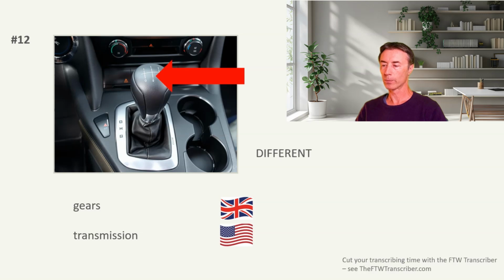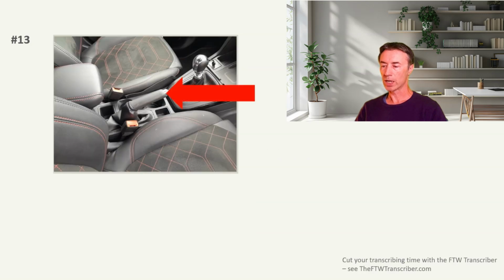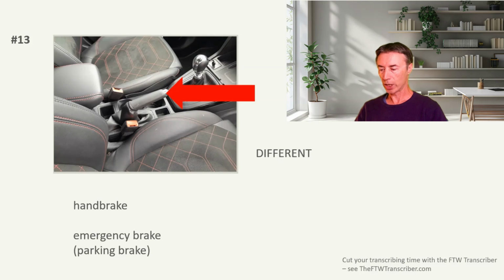Number 13. That thing that you pull upwards to keep the car static. This is actually my car because I couldn't find a good picture of this online. Same word or different words? Different. It's handbrake and emergency brake. Which one's British? Handbrake is British. In America it's the emergency brake or the parking brake.